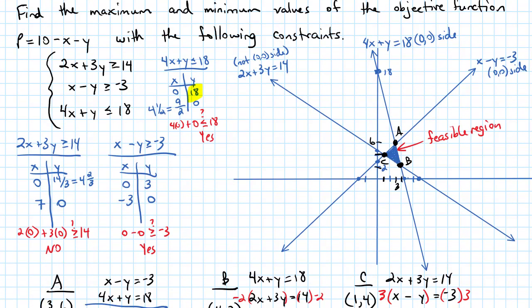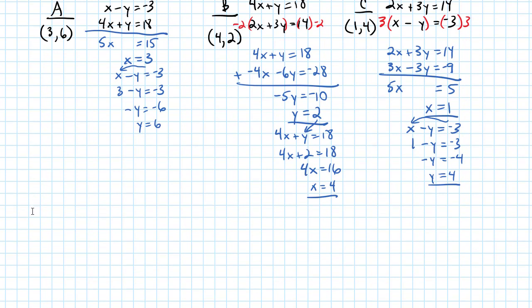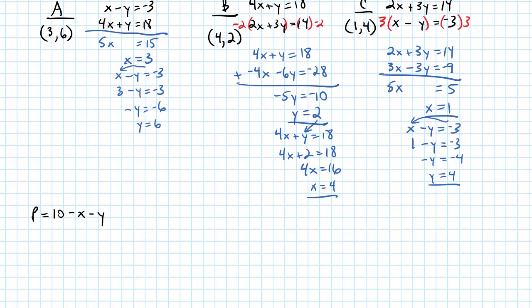So let's see here. Let's grab all of this so that we have it, so we can reference it. I'll copy it and paste it. You can rewrite it down here somewhere if you need to. Okay, so that's going to make it easier for us to reference this. So now what we need to do, and actually I don't even need the system, right? So I've got my objective function, and I've got my vertices 3, 6, 4, 2, and 1, 4. So now I just need to plug these x and y values into my objective function.